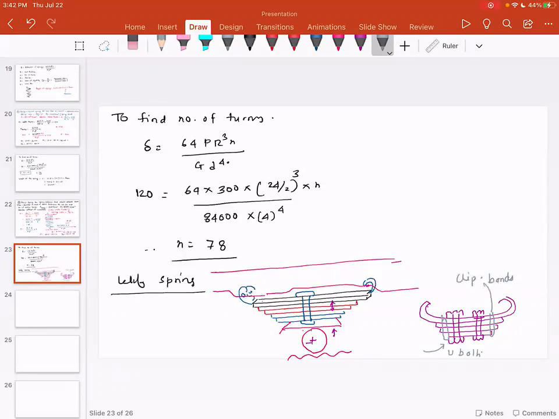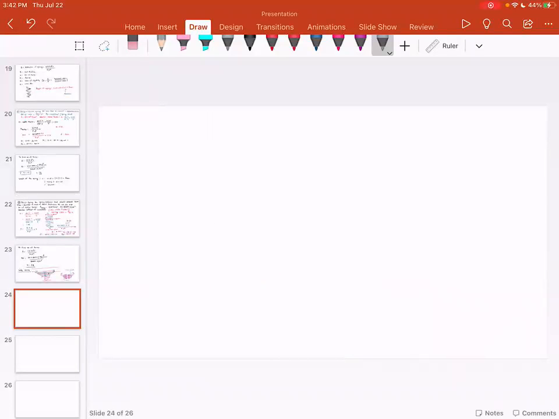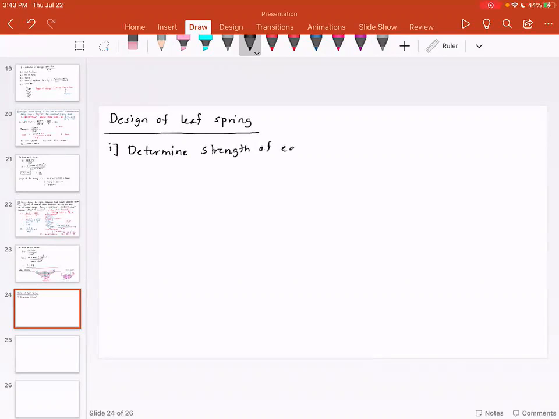So if you look at the design of leaf spring, let me give you the process. First, determine the strength of each leaf. This is purely designed based on the bending. We are going to call this M, which is F by Y multiplied by I. An assumption here is that the approximate cross section is known.